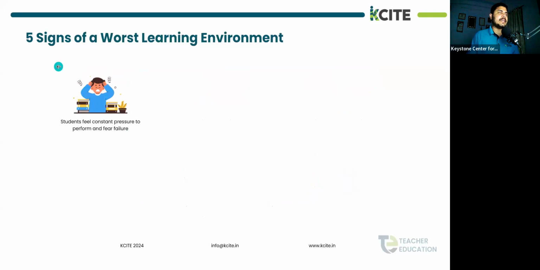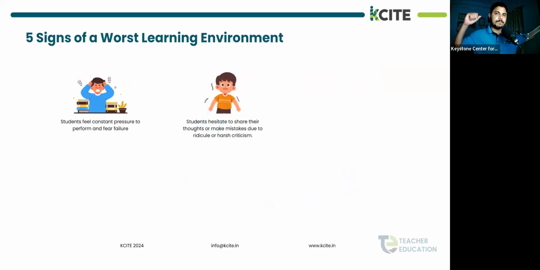Now, what are the 5 signs of worst learning environment? The kind of environment we should never think of, never want. Students feel constant pressure to perform and feel fear of failure. They need to do something about it. A lot of pressure, for all the subjects or some specific subjects.